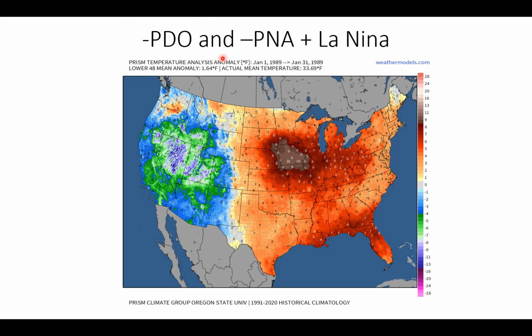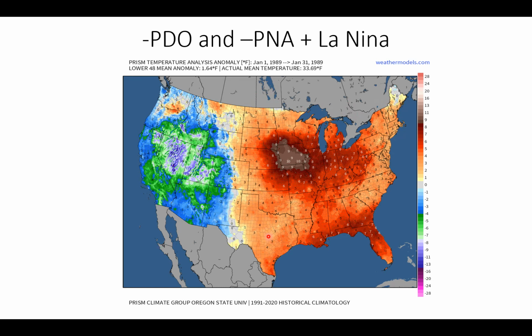Negative PNA, upper trough along the western U.S. A negative PDO generally promotes cooler than normal temperatures along the western U.S. as well. So that checks out, and then La Nina. La Nina winters are typically milder back in the east here, okay? Specifically here along the mid-Atlantic. But look how much above normal things were east of the Rockies in January of 1989.